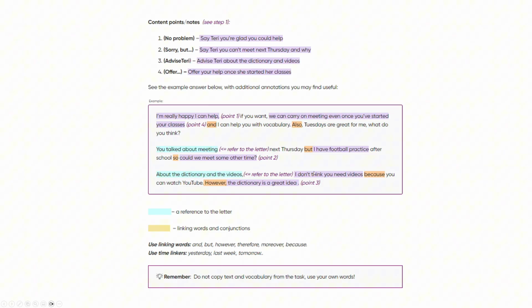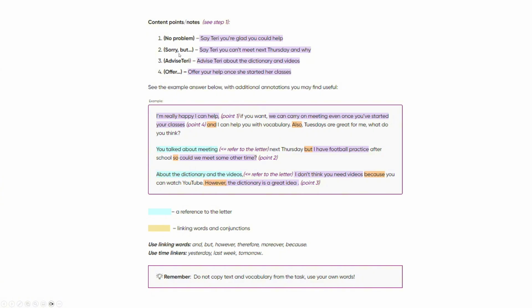Okay, let's see here. These are the content points that we had earlier, and how do you expand them? You say something like this. For example, we can see the examples of answers below with additional animation that you may find useful. Maybe you want to explain that, because you say no problem, you are happy that you can help her. So, "I'm so happy that I'm able to help and it's not a problem at all," for example.